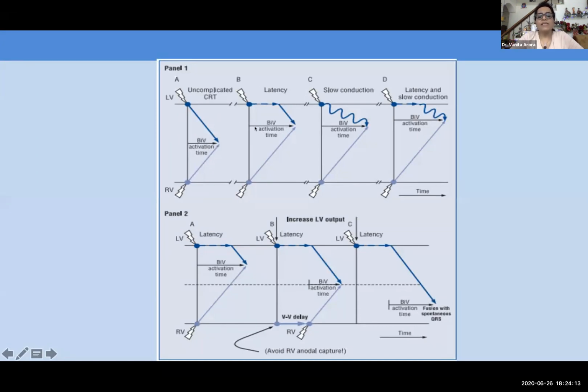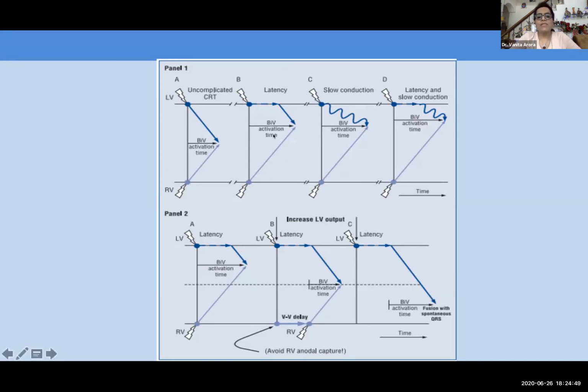But latency occurs very commonly with LV pacing. It is the time taken from the pace stimulus to the initiation of the paced QRS, which occurs more with LV pacing than RV pacing, because the LV pacing is done from the coronary sinus vein. It is an indirect stimulation, and there is a long distance from the electrode to the subendocardium. The sequence of activation is from the epicardium to the endocardium, so there is prolonged refractoriness, hence resulting in latency.